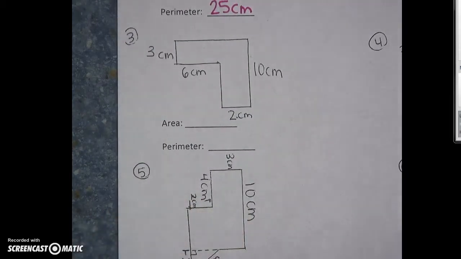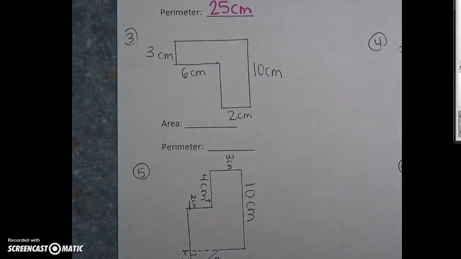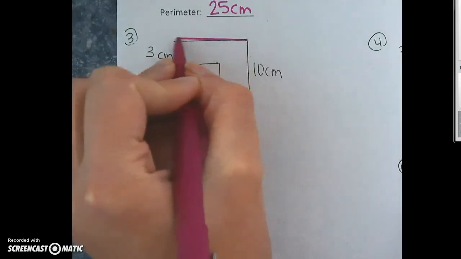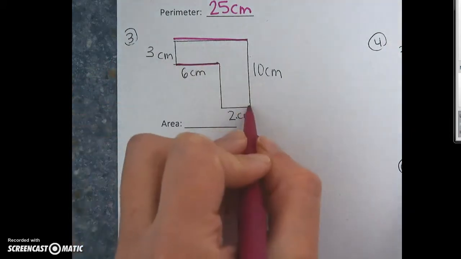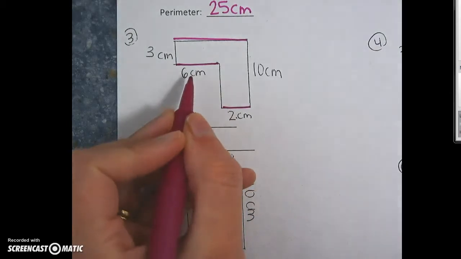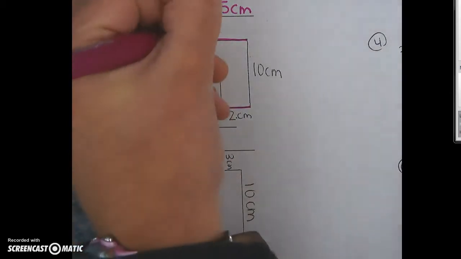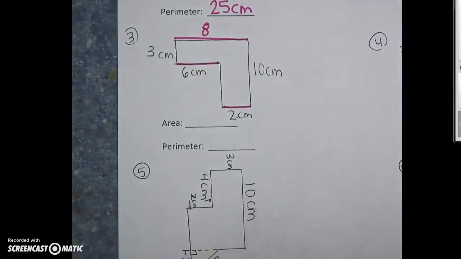Okay, this one is a bit different. I'm going to start by finding out my missing sides here. I don't know what this long side is, but I know that it's going to be the same as this piece plus this piece. So if I add 6 plus 2, that gives me 8. So I know that that side's 8.